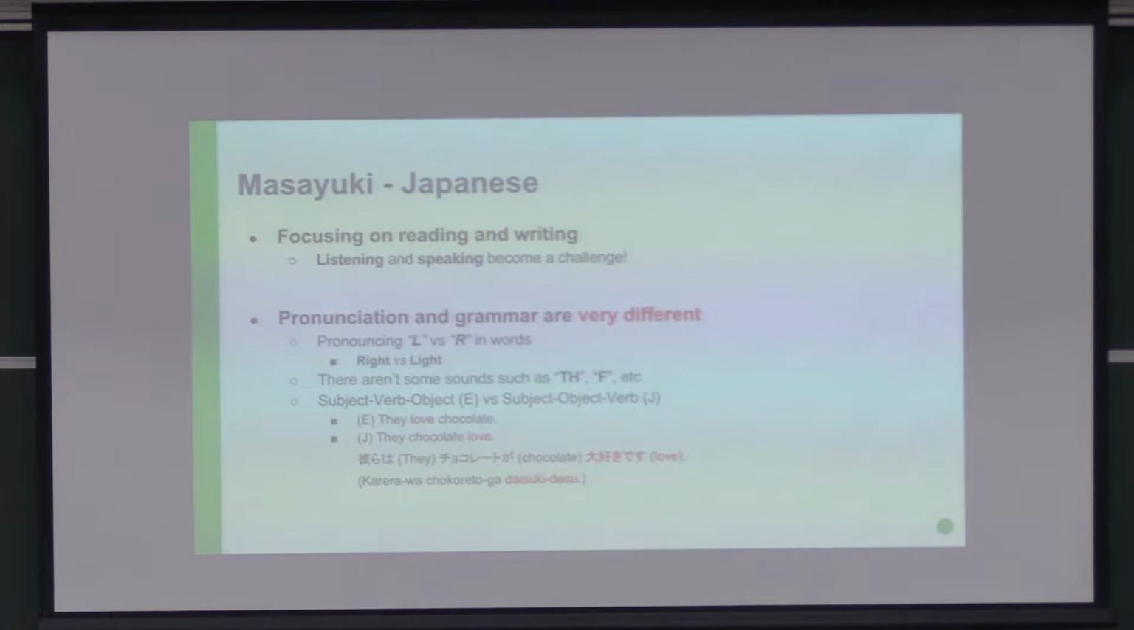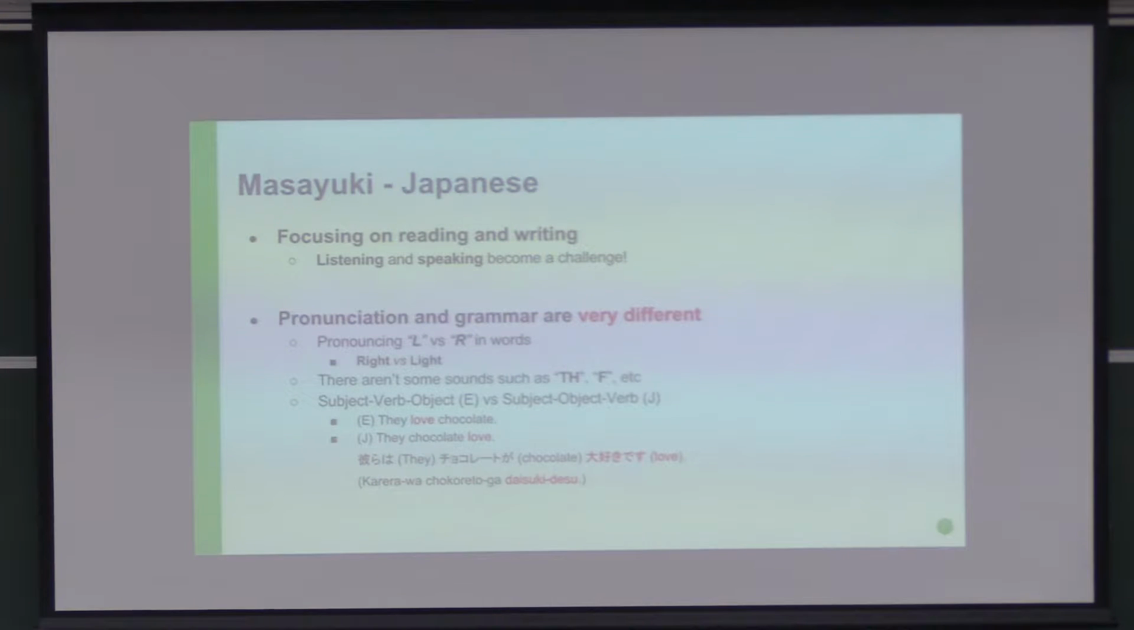Pronunciation and grammar are very different from English. For example, the first one is that the L and R sounds are pronounced differently in English, but in Japanese it's the same. So this is the example: right, hand and light are very difficult for me to pronounce. Can you distinguish that? So this is also a challenge.